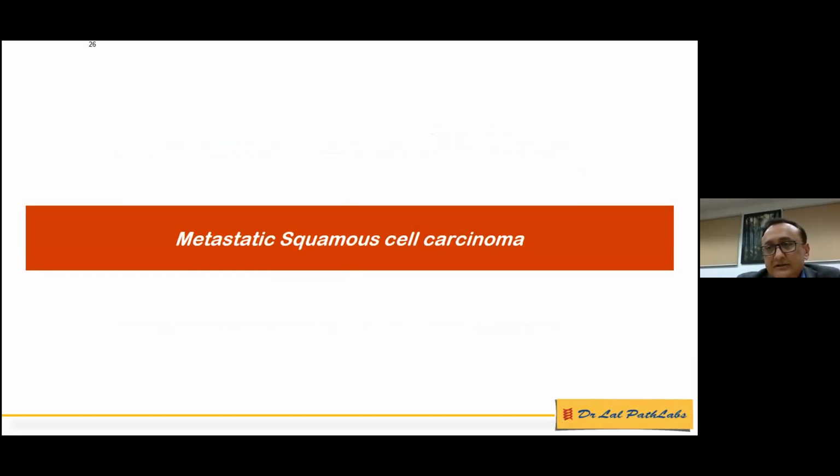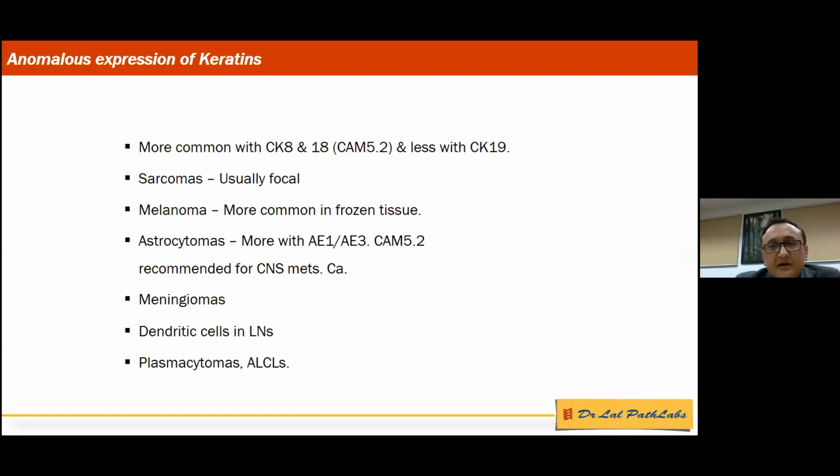This is how just a combination of cytokeratins helped us in arriving at a diagnosis, which was a rather simple diagnosis as far as IHC is concerned. But we must remember that nothing is absolute in immunohistochemistry. There is a lot of anomalous expression of cytokeratins in many non-carcinomas like sarcomas, melanomas, astrocytomas, especially high-grade gliomas, meningiomas, plasmacytomas, dendritic cell tumors. The cytokeratin can be positive. So we cannot just depend on cytokeratin expression in a tumor to diagnose a case.